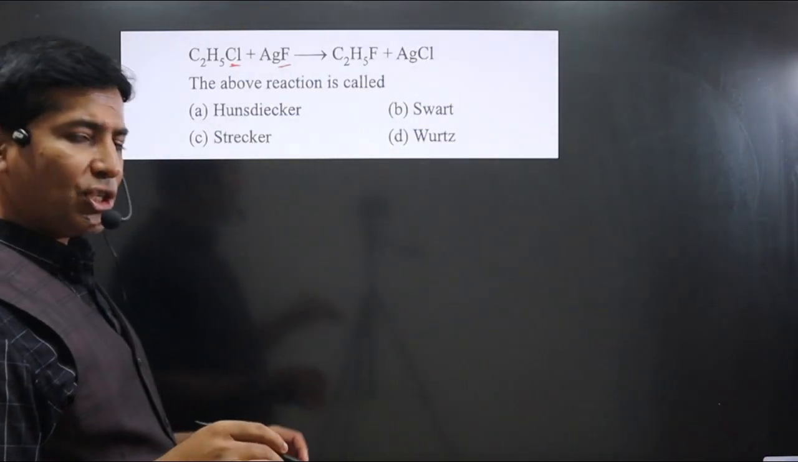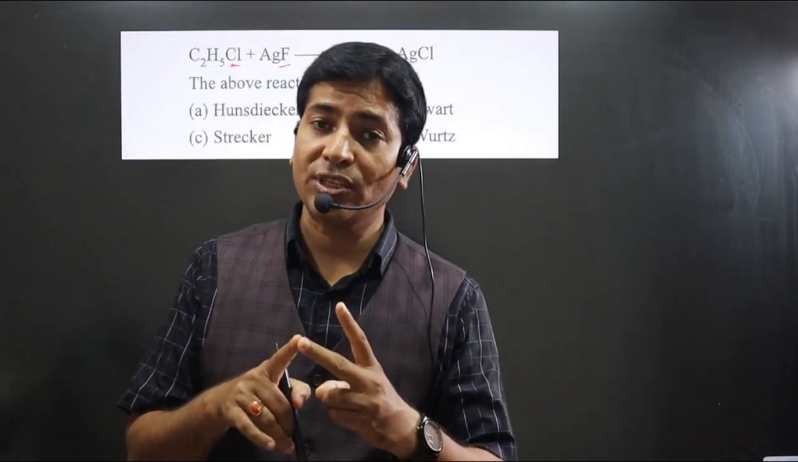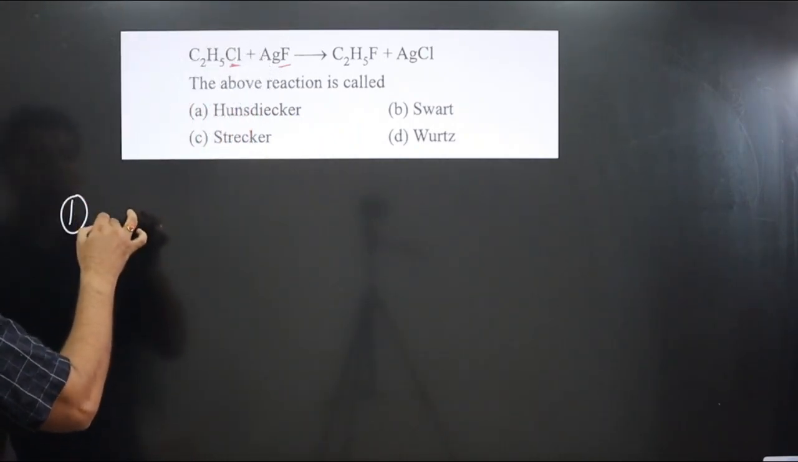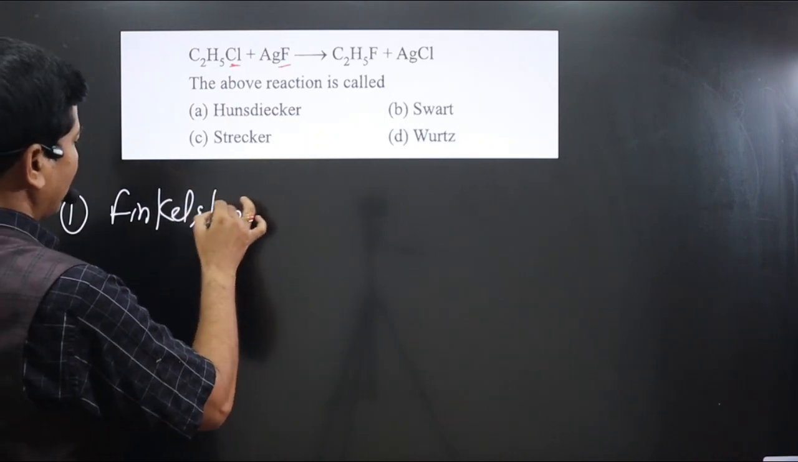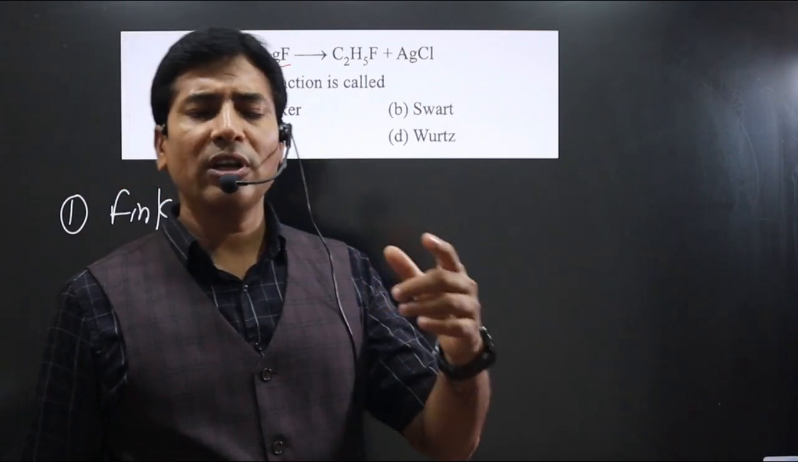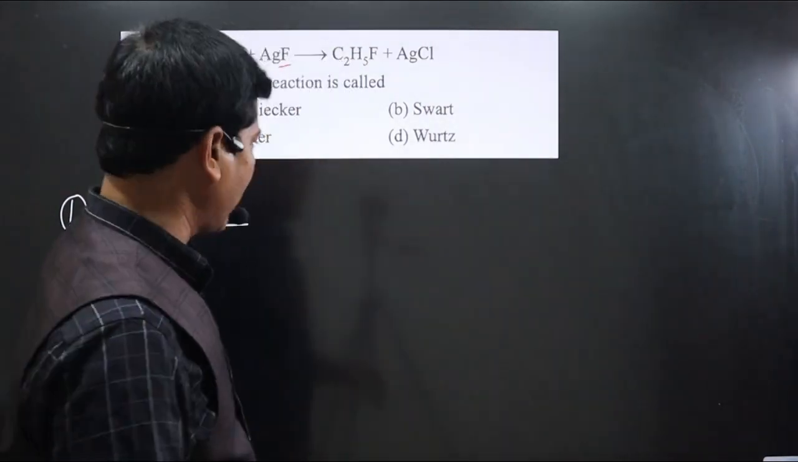And about halogen exchange reactions, we have learned there are two types of chemical reaction. First is the Finkelstein reaction and second is the Swartz reaction. In the Finkelstein reaction, a more electronegative halogen is replaced by a less electronegative halogen. Let me write this chemical reaction.